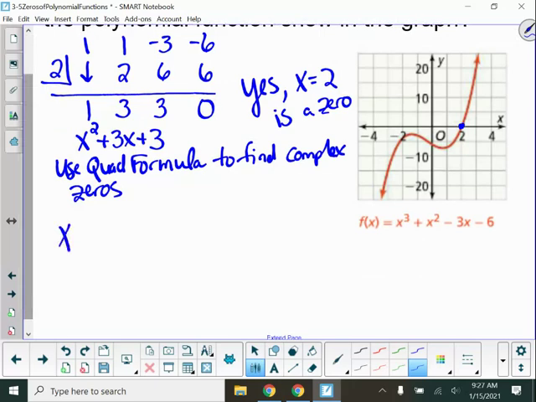So I have x equals, my a is 1, b is 3, c is 3. So I have negative 3 plus or minus the square root of 3 squared minus 4 times 1 times 3, and that's all over 2 times 1.